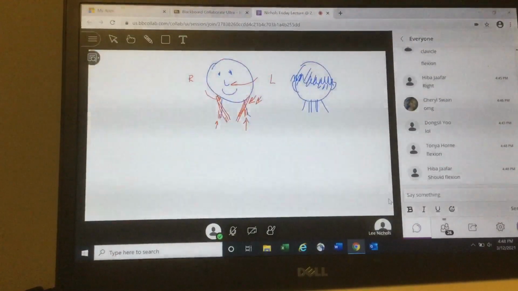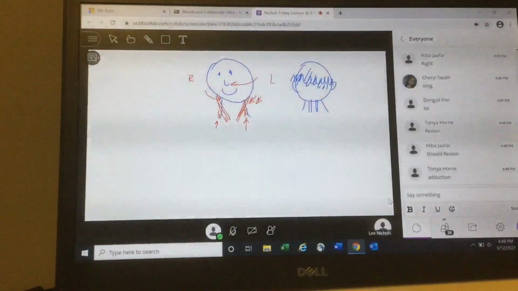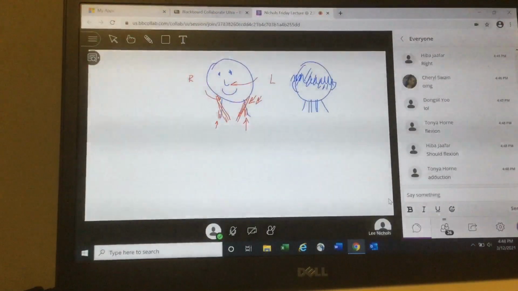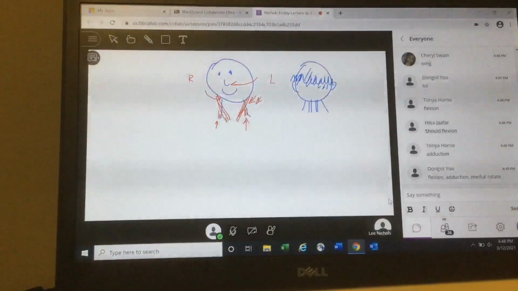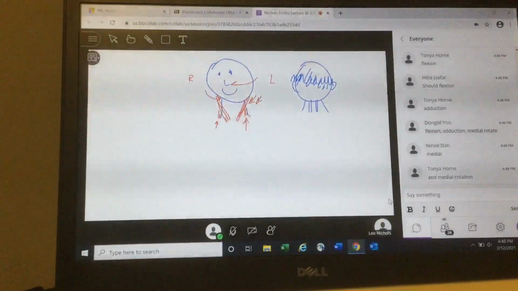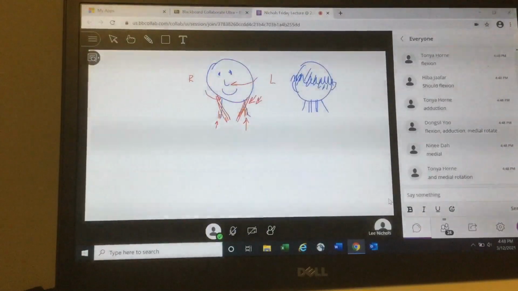Flexion. Yep, it does flexion. What else does it do? It does adduction, and then it does what kind of rotation? Medial rotation. Yeah, it medially rotates the shoulder.